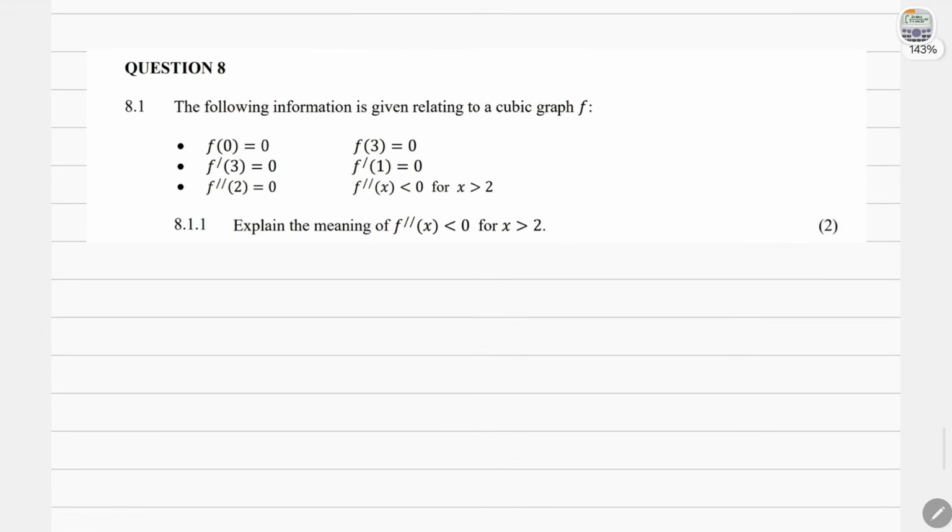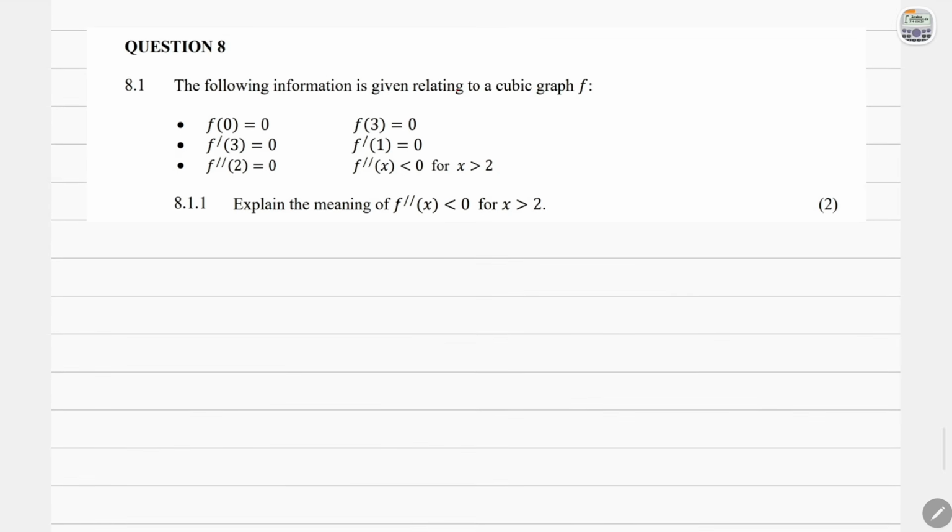Question 8, 8.1 says, the following information is given relating to a cubic graph f. And they're giving us a whole lot of information. They say that f of 0 is equal to 0. This just means that on the graph of f, we have a point with an x value of 0 and a y value of 0. So that is an x and y intercept at the origin. And then f of 3 is equal to 0.